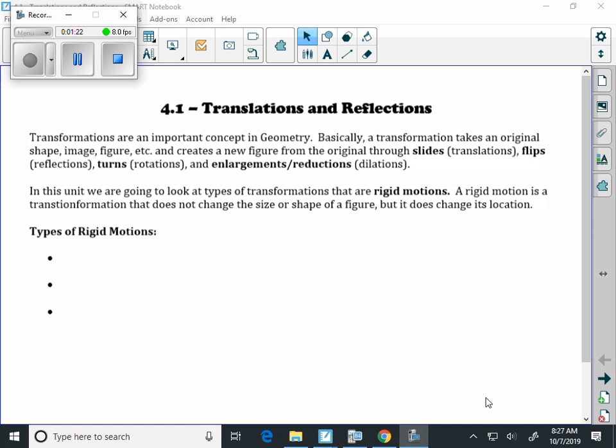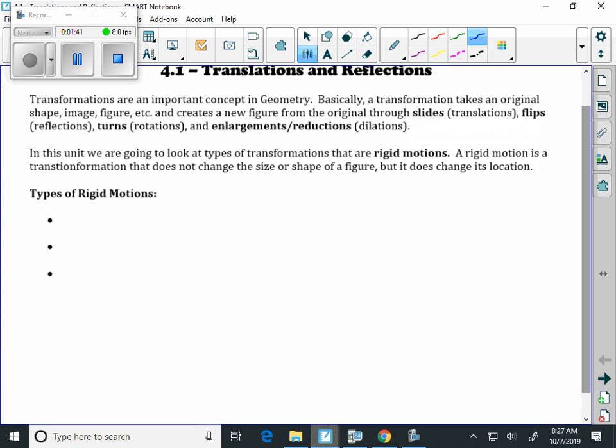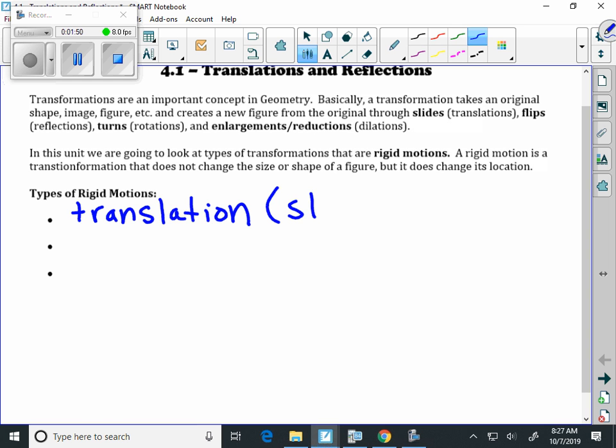But for this unit, we're going to stick with rigid motions. The rigid motion is a transformation that doesn't change the size or the shape of the figure. So the figure stays exactly the same. It changes its location somehow. So the ones that can change our location are a translation, which is the slide. We move it again, up, down, right, and left.